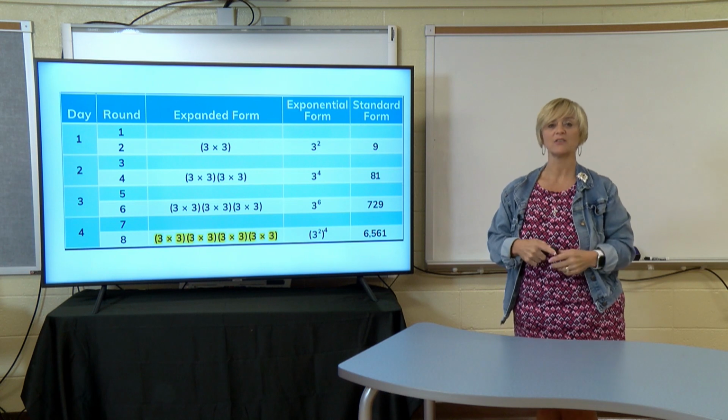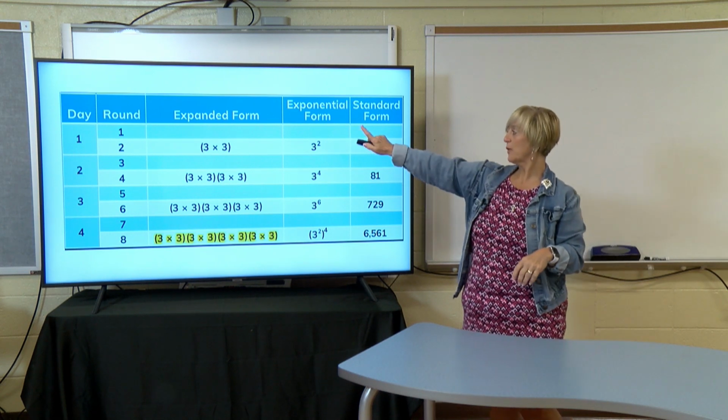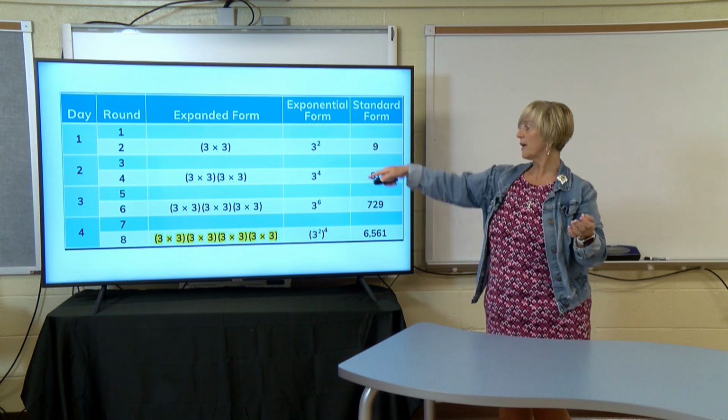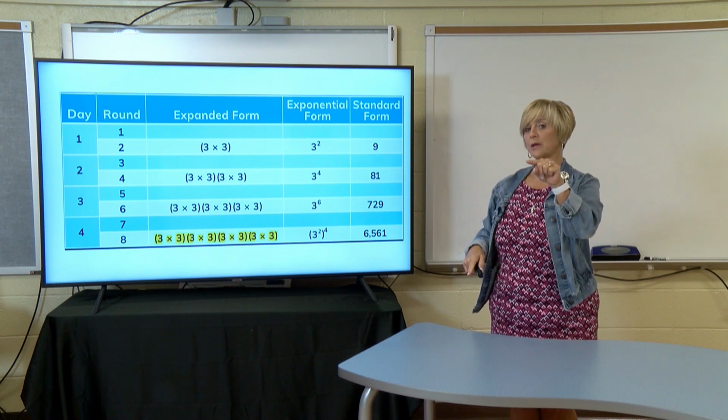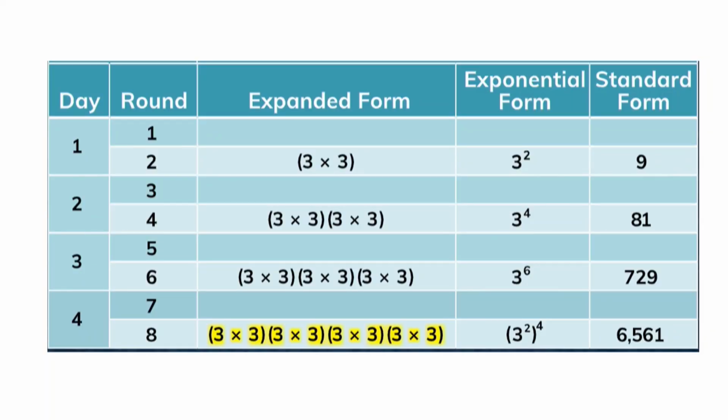So let's look back at our table, okay? So in round 1, we only had 3. In round 2, we had 3 times 3, which is the same as 3 squared, okay? Now let's go to round 4. We have 3 times 3, and then 3 times 3. Well, that's the same thing as 3 squared times 3 squared. We actually have 4 3s, correct?